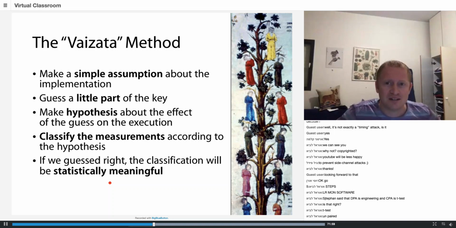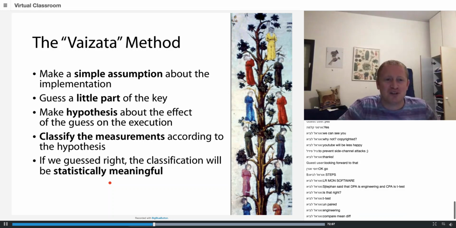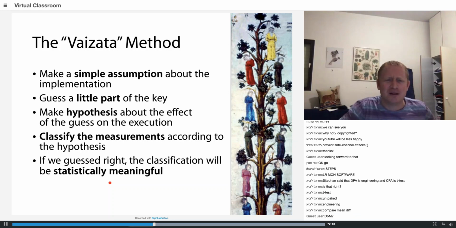We had a nice engineering method. What was the engineering method we used to find out if our hypothesis was meaningful? Right. So we were doing something called distance of means.